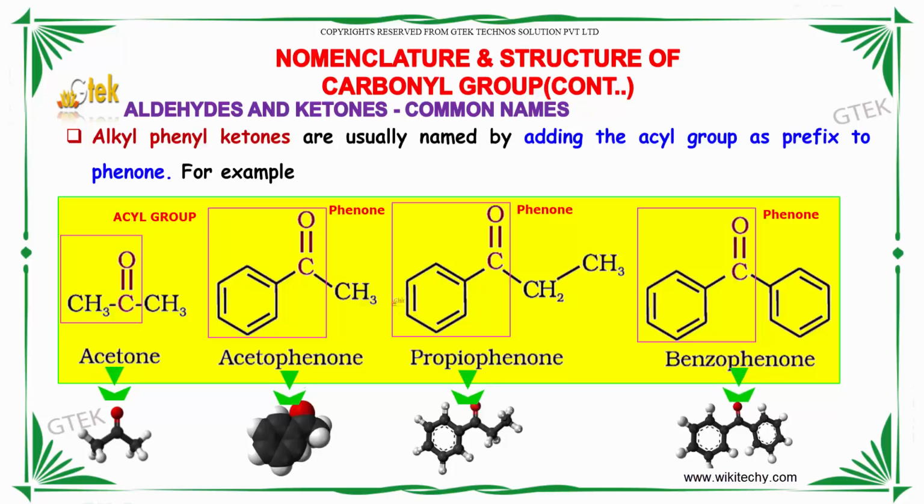Alkyl phenyl ketones are usually named by adding the acyl group as a prefix to phenone. For example, we have acetone here. When this acetone is added to this phenyl group, its name becomes acetophenone. Just the one ending is removed and the word phenone is added. Similarly, for this, when propane is added here, the name would be propiophenone. Similarly, for benzoic acid, it would be benzophenone.